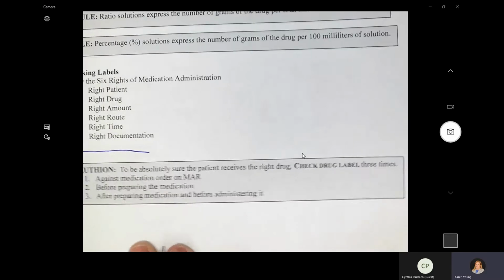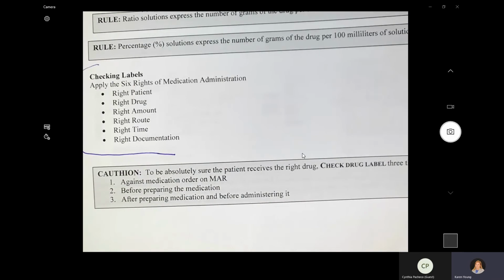So, as a nurse, you will want to check the drug label 3 times. You want to check it against the medication order, or the MAR. So, again, make sure you've got the right drug, the right name. If the doctor's ordered the brand name, but the pharmacy sent up the generic name, make sure you've got the right generic drug that matches the brand name.